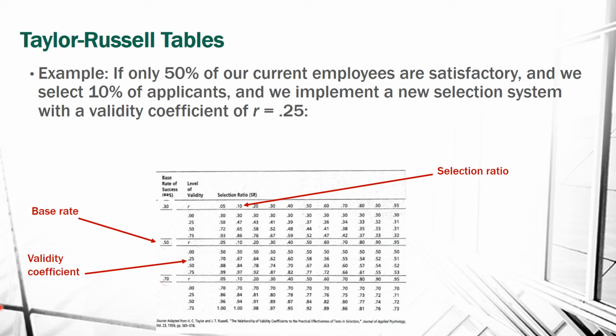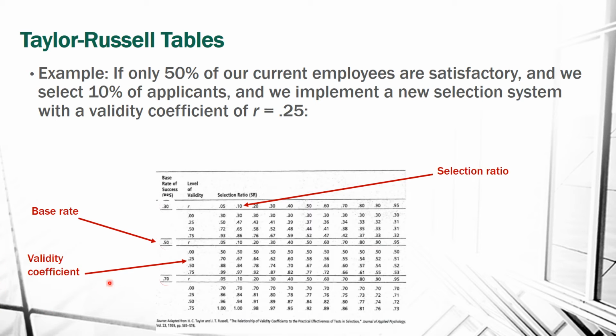Now remember, when we talked about the size of validity coefficients, 0.25 doesn't sound all that great. It's not a very impressive correlation, but it is a fairly typical correlation for things like personality predictors of performance. So let's say we're considering implementing a new personality test. We know our three pieces.